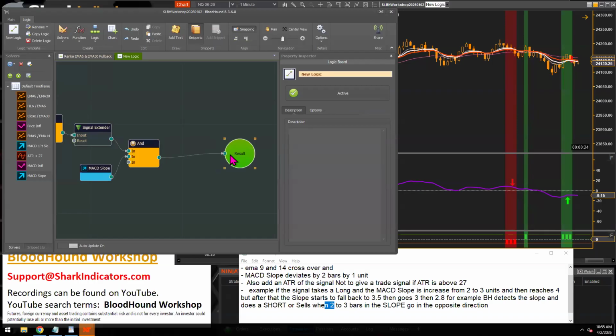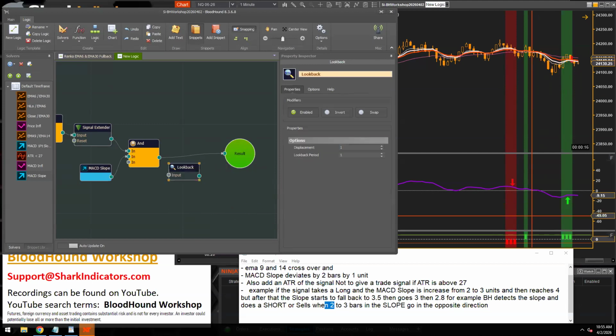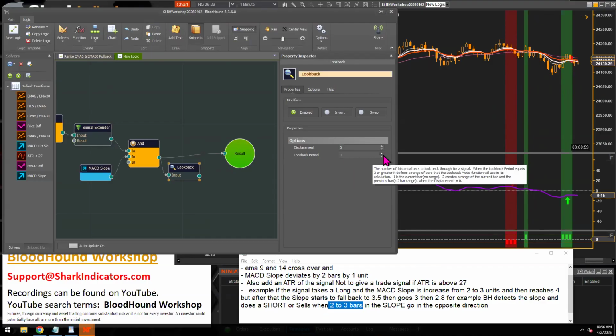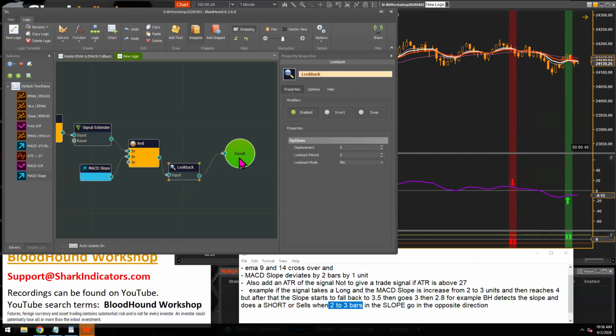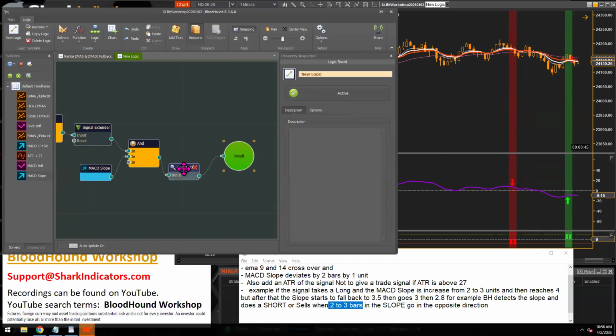And one last step here is we need at least 2, right? We need this 2 or 3 bars here. So we're going to turn the displacement off, and what we're going to be using is the look back period. There we go. Increase that to 2, and we need a minimum of 2 bars. And yeah, there we have it.